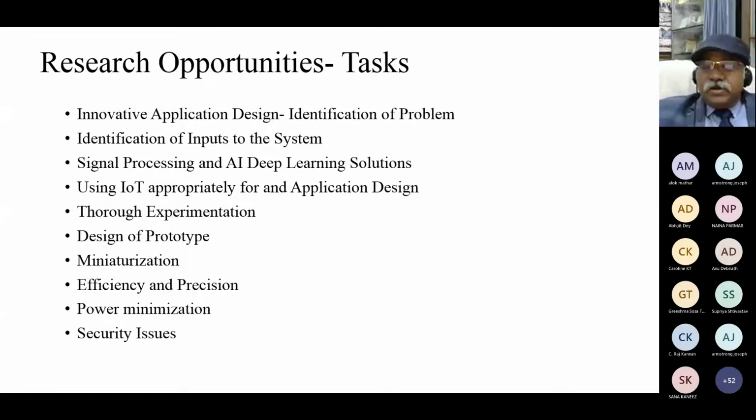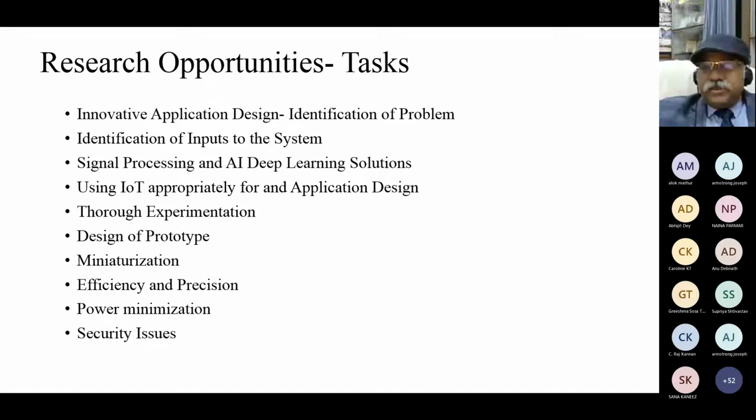Now we are going only for image processing, video processing, which is useful, but it is taking a lot of memory and a lot of computing resources. We have to think of other possible sensors. Sensor design and development of a new sensor itself is research. So that kind of thought process is required for doing research in any area.